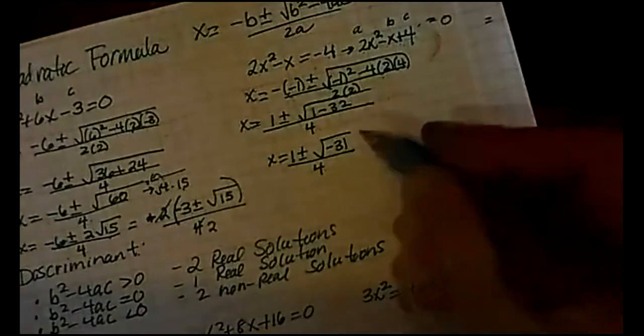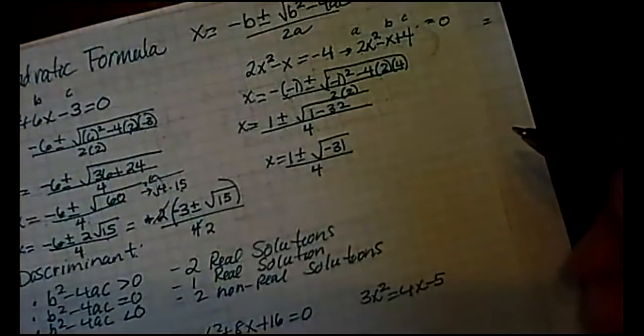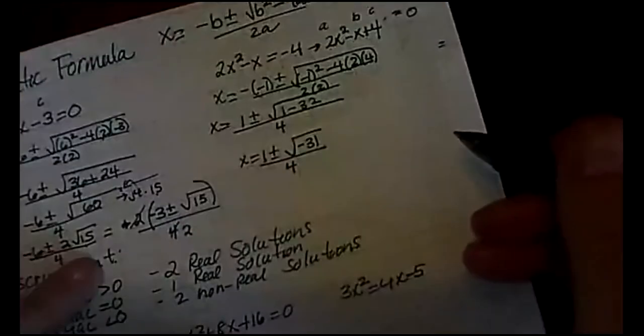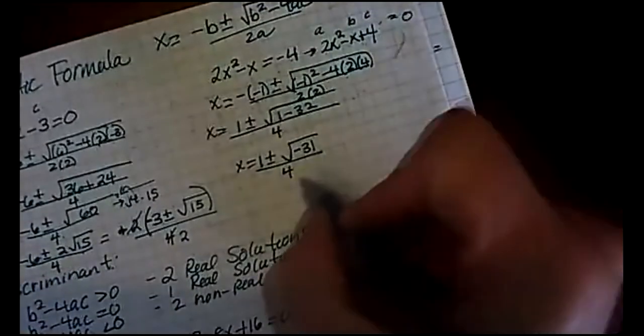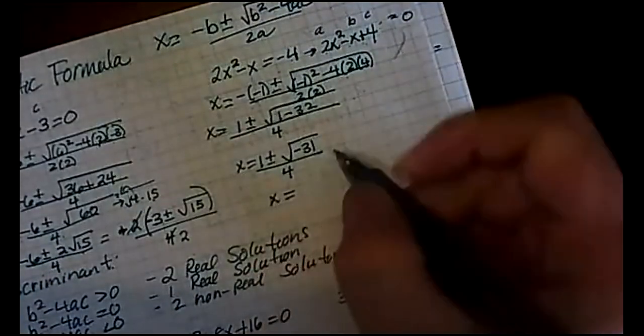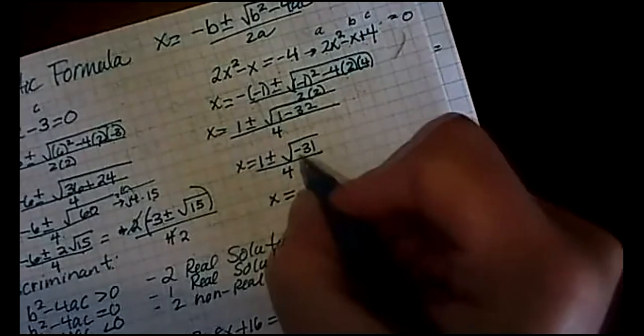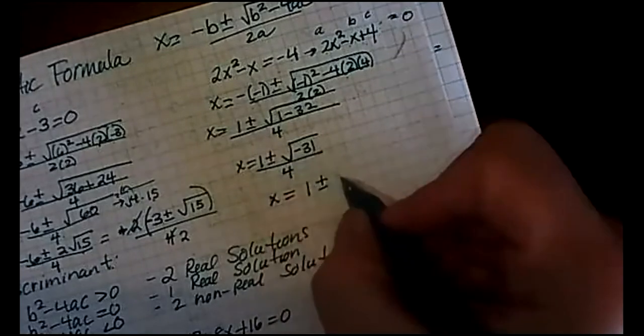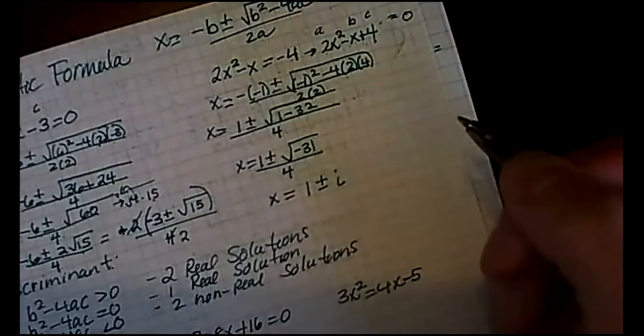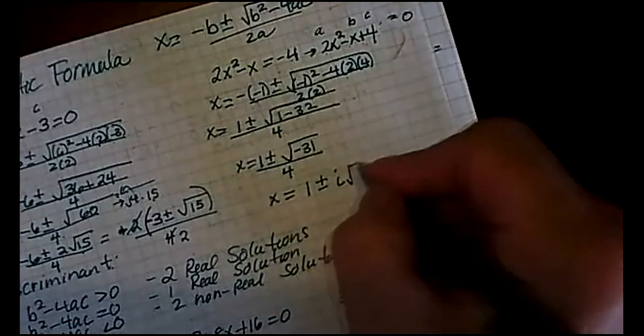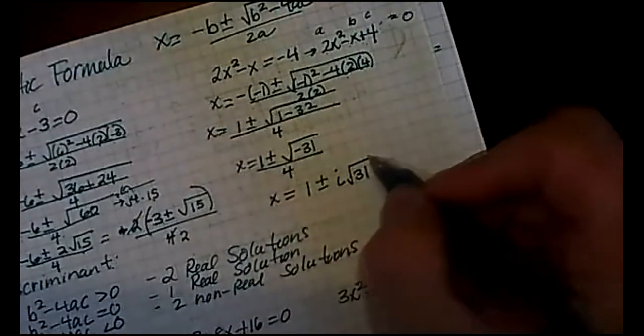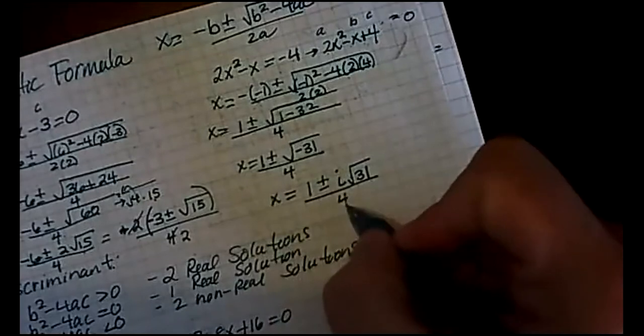It just means that this is going to be an imaginary number, so when I graph it, my parabola doesn't go through the x-axis. There's no real solution. That's all that means. So how do I write this? X equals 1 plus or minus. We're going to bring this negative out, so that's going to become an i. Put it in the front of the radical, square root of 31. That doesn't have a perfect square in it, all over 4.